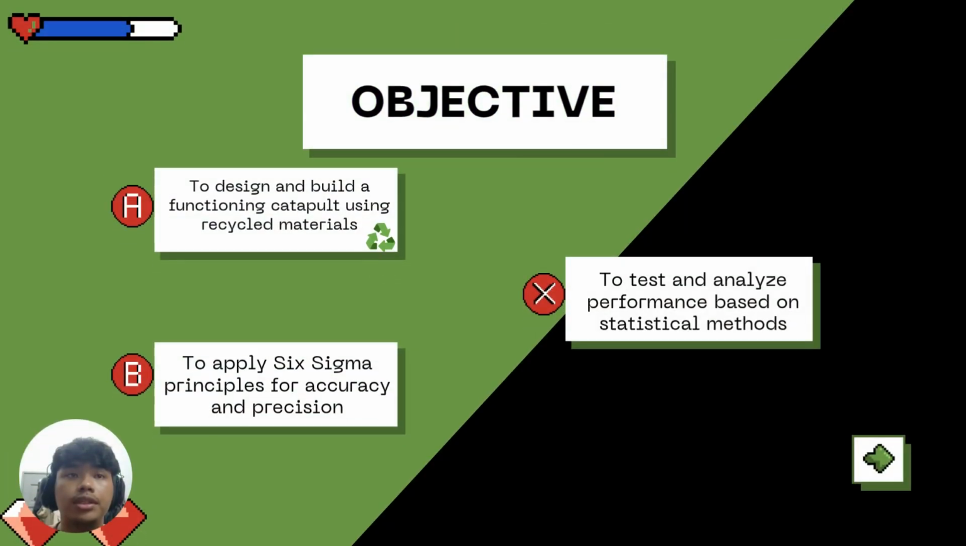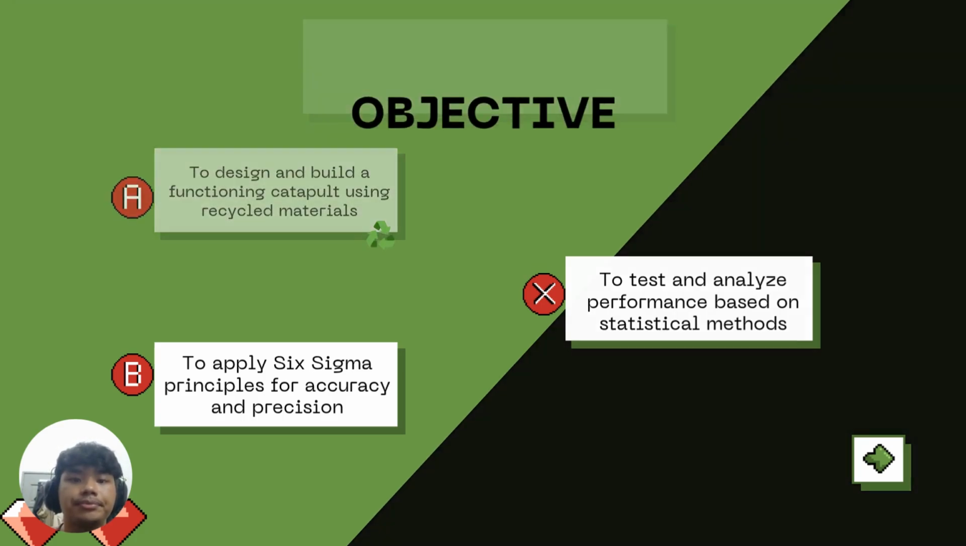Next, for our objectives, first, to design and construct a functional catapult using only allowed recycled materials. Second, to apply Six Sigma principles such as data collection, analysis, and continuous improvement to optimize our design. And last but not least, to ensure our catapult consistently launches a ping pong ball to a target of 100 cm away, which will demonstrate both accuracy and precision.